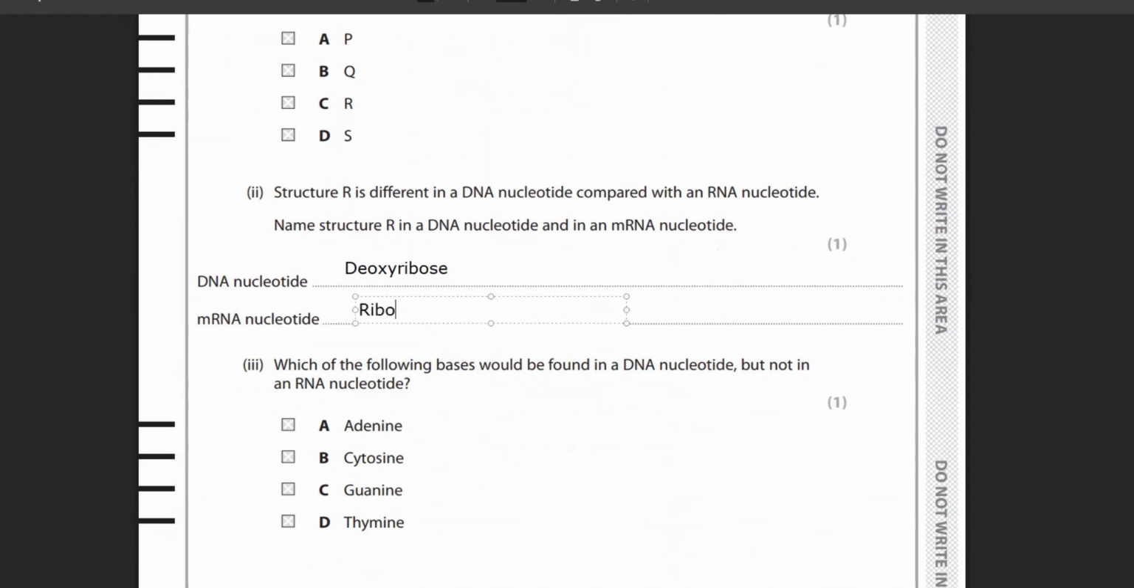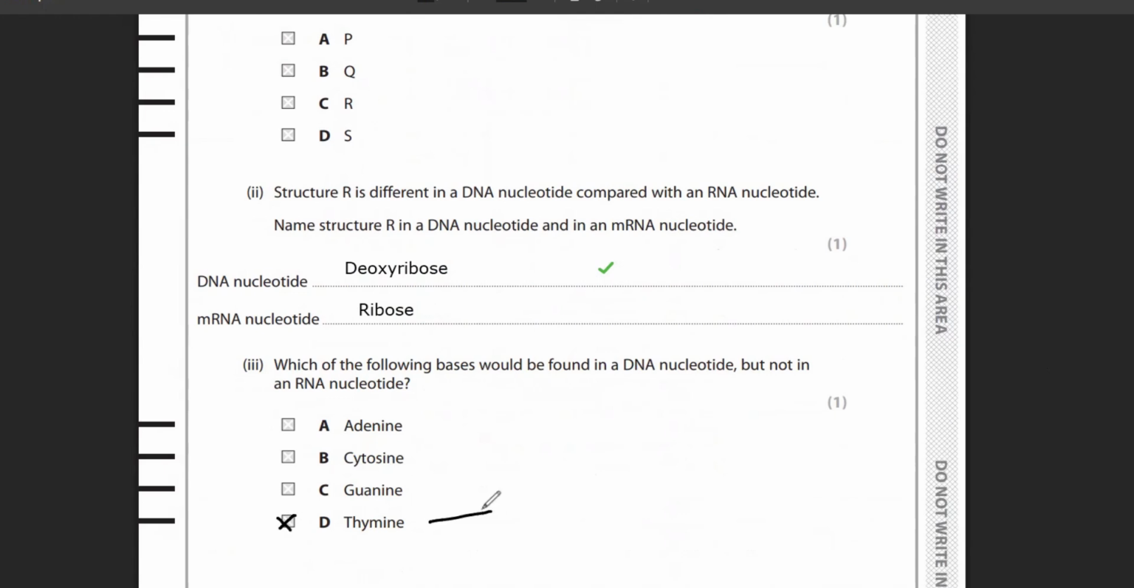The mRNA nucleotide does have oxygen in it, but the DNA one has less. So in RNA it's known as a ribose sugar and not deoxyribose. So that will get you the mark. They're both pentose sugars. Anything with OSE at the end, lactose, glucose, fructose, they're sugars.